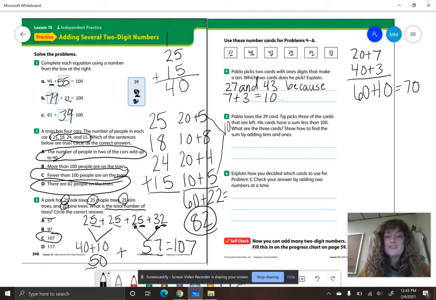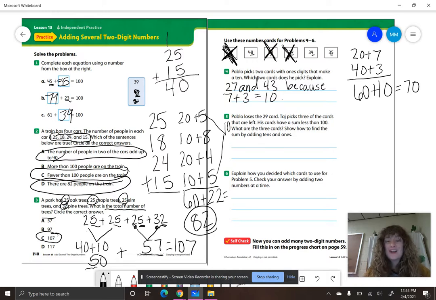All right, so it says Pablo loses the 29 card. Uh-oh. So he loses the 29 card. We've already used 27 and 43, so we can cross those out. Pablo loses the 29 card. Taj picks 3 of the cards that are left. His cards have a sum less than 100. What are the 3 cards? Show how to find the sum by adding tens and ones. Okay, so we use 27 and 43 in number 4. We lost 29.